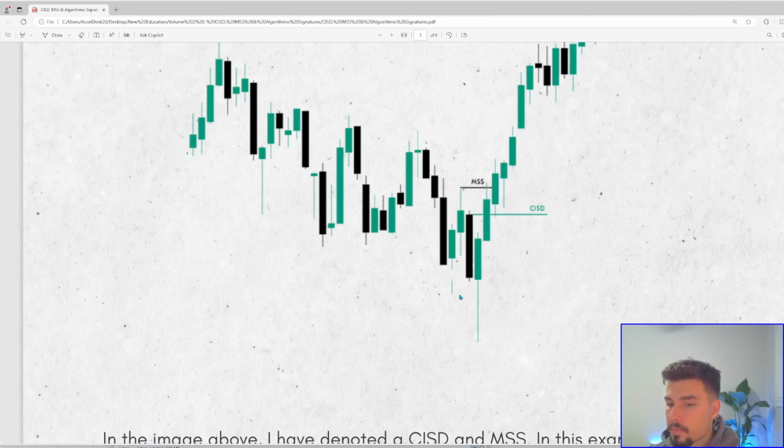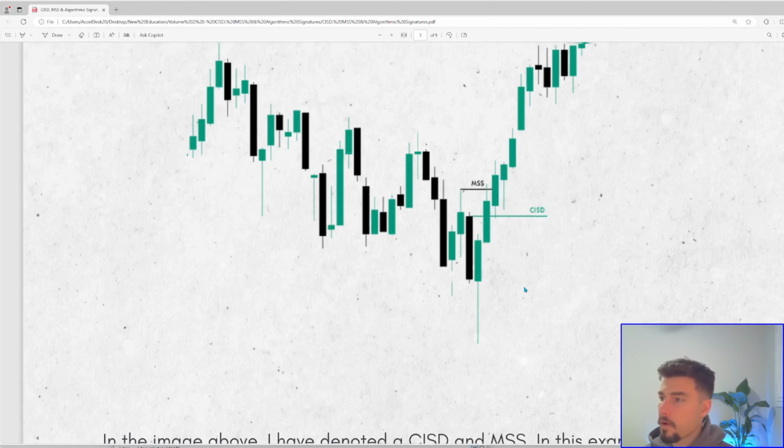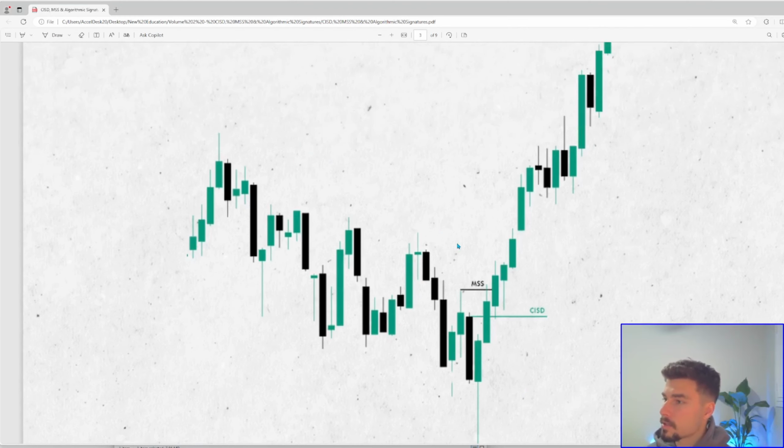Essentially what happens is price sweeps this swing low, it sweeps liquidity. The last down close candle here, when we break above that, we create an order block. So that candle is an order block, but it also is the first sign of a change in the state of delivery. What does that mean? It means changing from, in this case, bearish to potentially bullish.